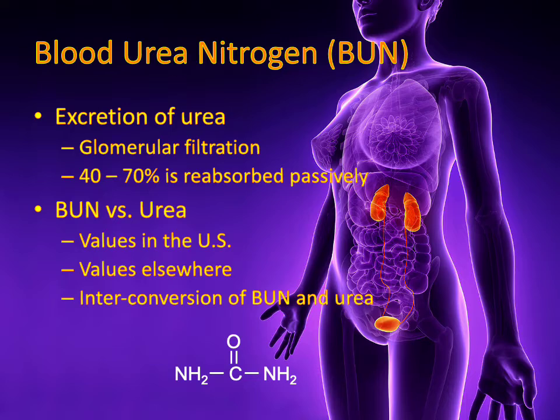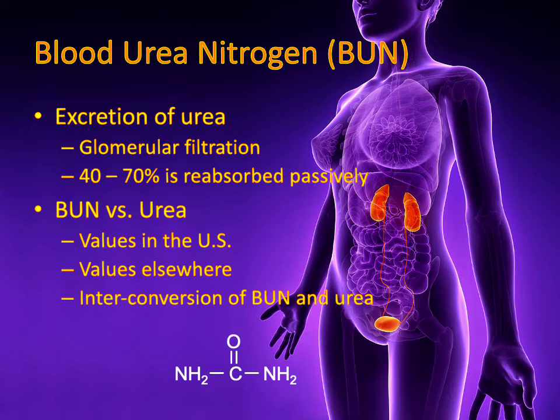So if you take a BUN value and multiply it by 60 divided by 28, you get the equivalent urea concentration, or BUN in milligrams per deciliter times 2.14 equals urea in milligrams per deciliter.